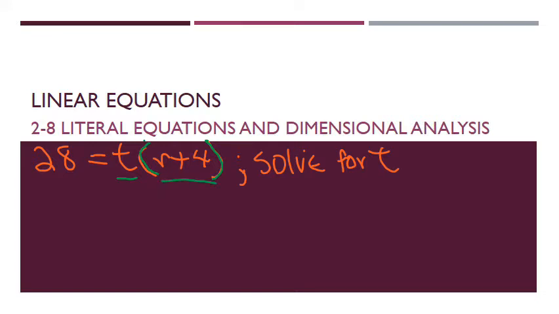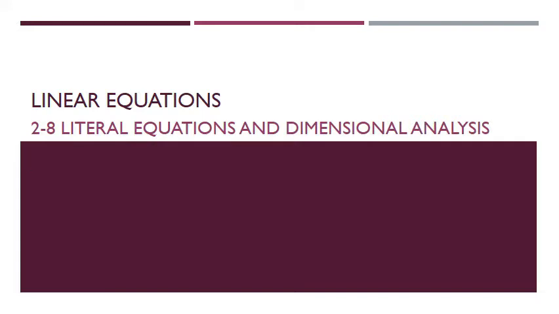r plus 4. So now I've got 28 over r plus 4 equals t. And I've done it. I've got the t isolated, 28 over r plus 4, using aspects of distributive property in order to solve this. Now let's take a look at one more similar to that.